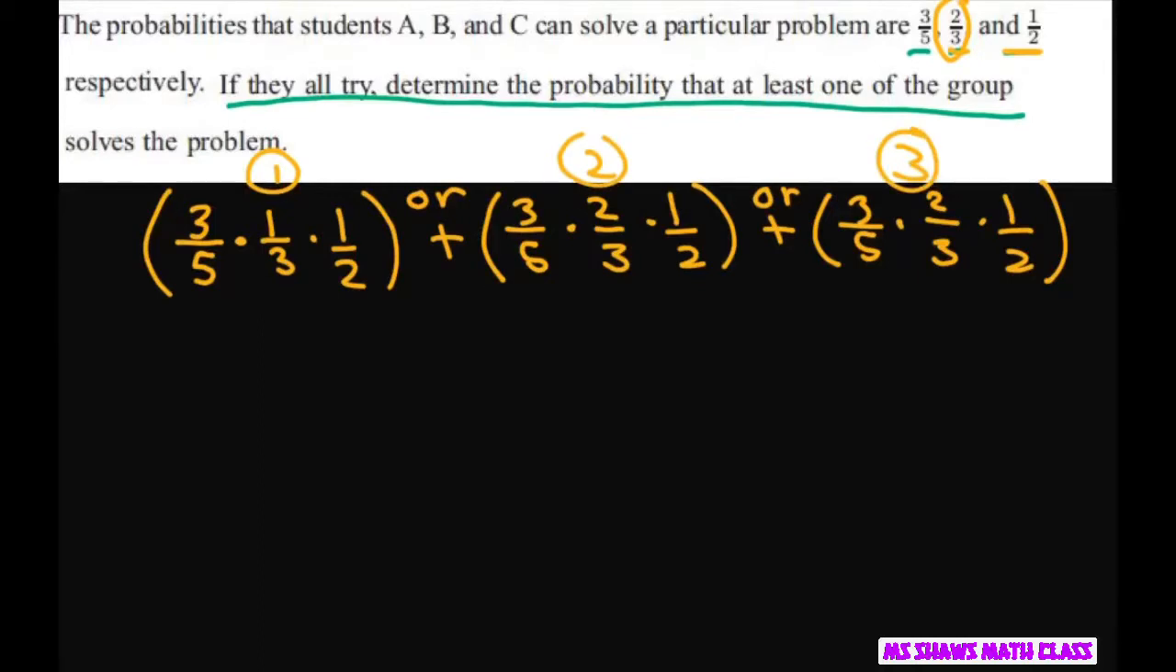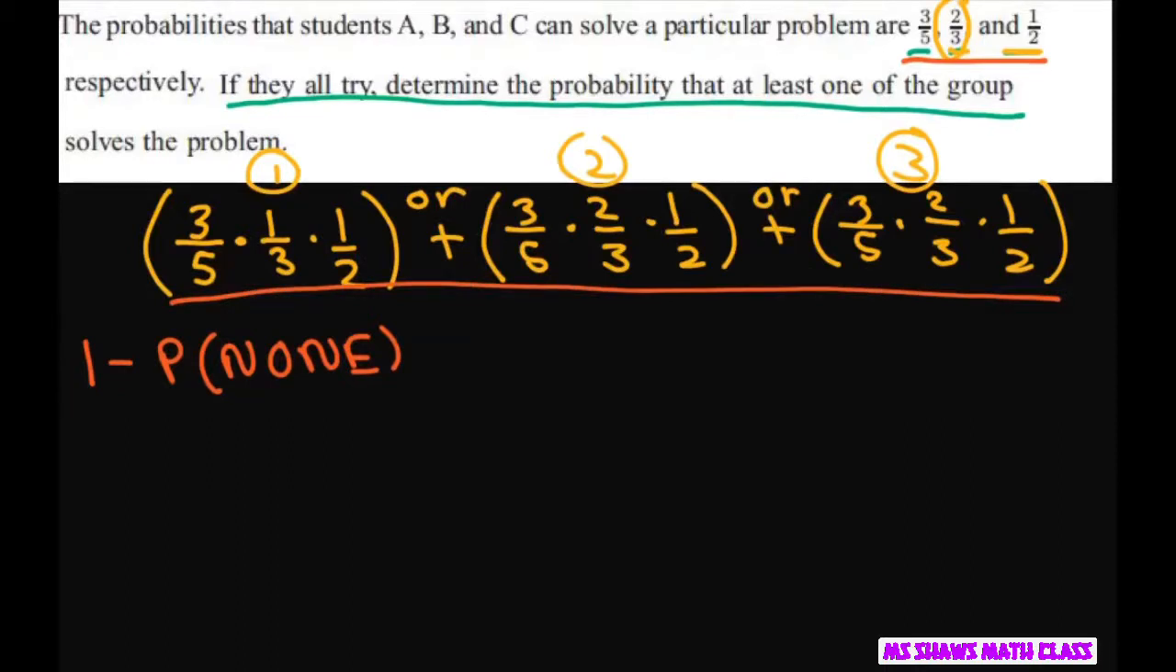The easiest way to do it, however, is to do the probability that none do it, and you do 1 minus that. So if you find that none can do it, that would give you all the possibilities that we got here. So let's do 1 minus the probability that none. So the complement of 3/5 is 2/5. So if student A can solve it is 3/5, the probability A can't solve it is 2/5. And then the next one, if he can't solve it, that's going to be 1/3. And then 1/2 just goes to 1/2 again.